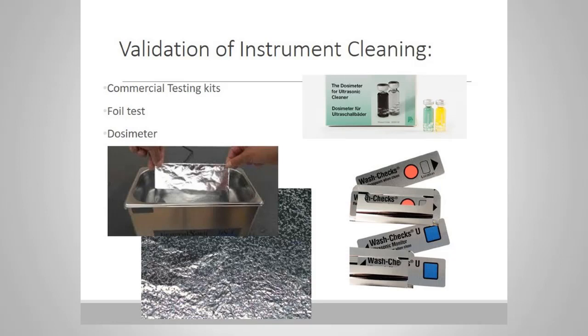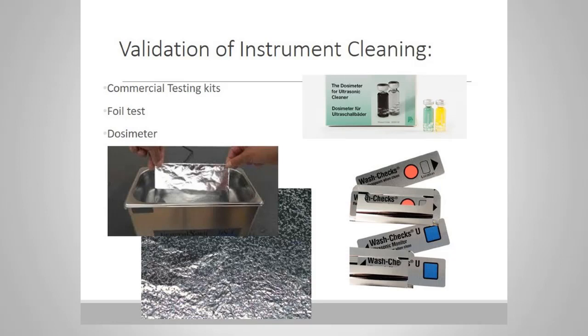Now there are other commercial testing kits that are available. There's a dosimeter on the upper right-hand side that can be inserted, and as it goes through the ultrasonic, it changes color. And then there are instrument wash checks that are shown on the right-hand side of the screen. These are little test strips that are placed into a device and put into your ultrasonic. The ultrasonic or the instrument washer is turned on, and the cavitation time and temperature, detergent amount, and number of instruments will affect the outcome of this test.